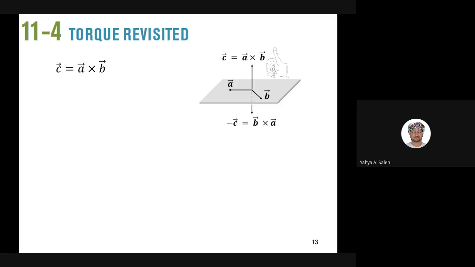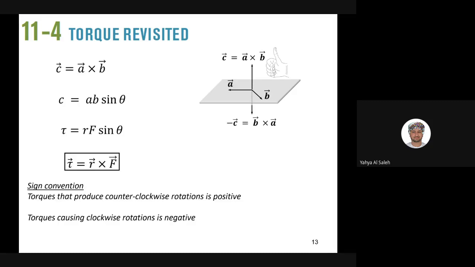Torque revisited. Now I already told you this before, although your book didn't when we're doing it in chapter 10. I told you that torque is equal to r cross F. Torques that produce counterclockwise rotation are positive. Torques causing clockwise rotation are negative, as usual with anything rotating. Clockwise, negative, counterclockwise, positive.